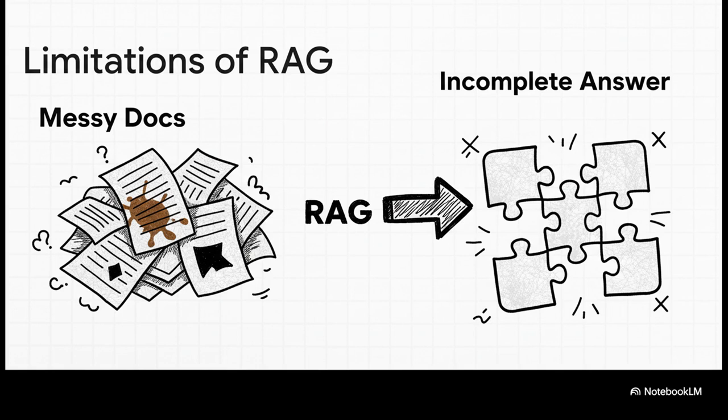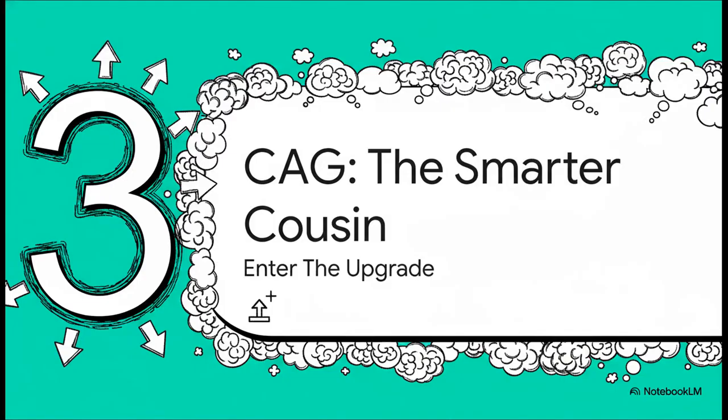But here's the plot twist. RAG has a really critical weakness. Since it's just grabbing chunks of text, its performance is totally dependent on how good your documents are. So if your docs are messy or out of date, guess what? You get a messy, out-of-date answer. It also tends to miss the bigger picture because it can't really reason across different sources. And that is exactly why we needed the next evolution, CAG.